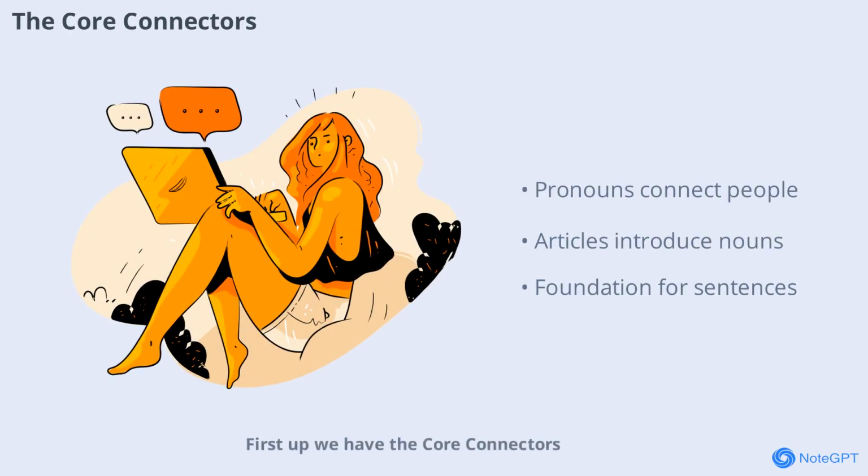First up, we have the core connectors. These are pronouns and articles, words that point to people, things, and help connect sentences. Think of them as the glue that holds your ideas together. Words like I, you, he, she, it, we, and they are used to talk about people. Articles like the and a introduce nouns. Mastering these will help you build clear and simple sentences, making your conversations flow smoothly.